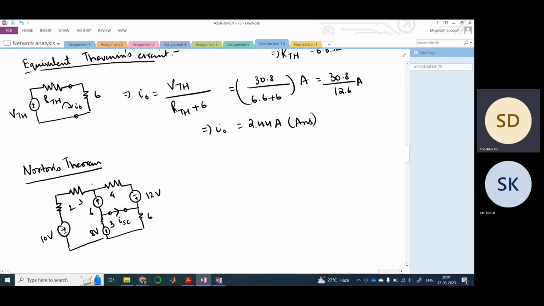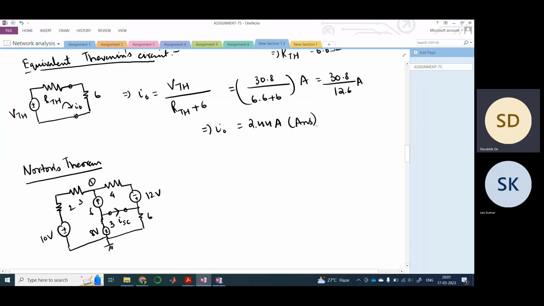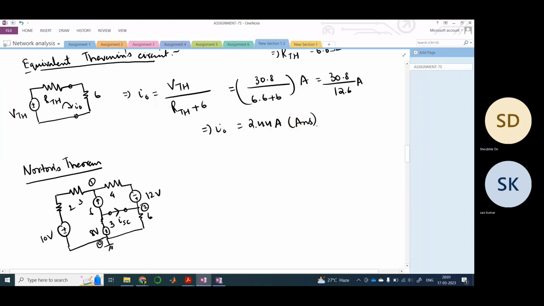You can easily apply nodal analysis here again, right? Here there would be a node, here there would be another node 2, and this is node 0. I won't solve it, you try it on your own. If you find that your I0 is the same as this I0, that is 2.44, you will understand that yes, your approach is correct.